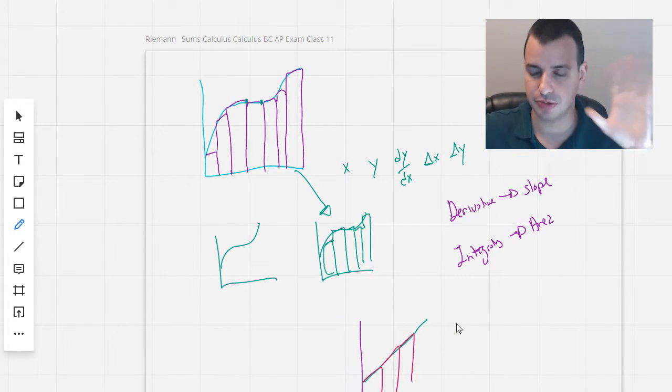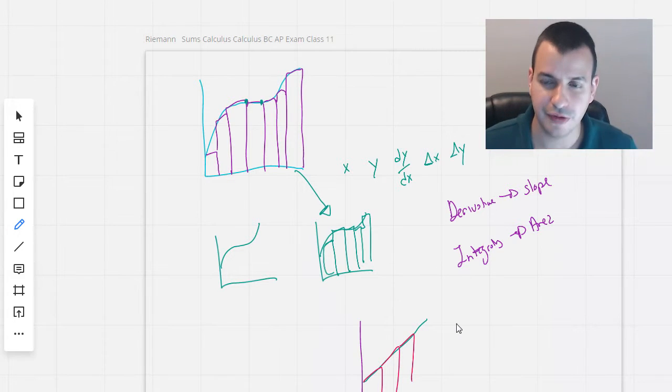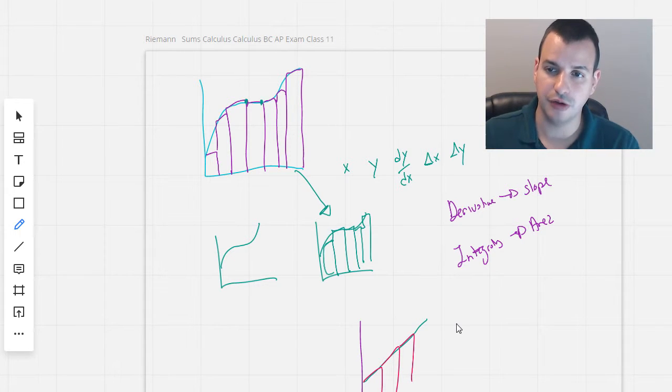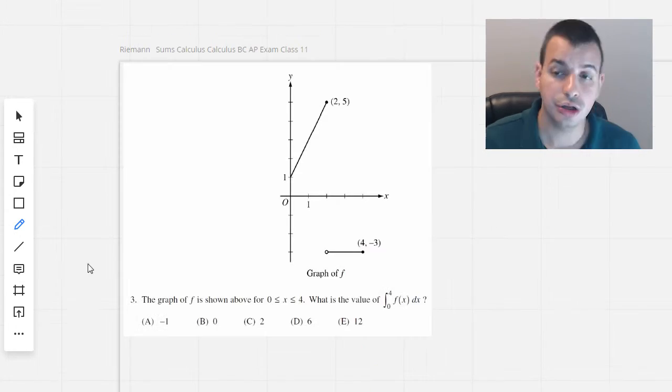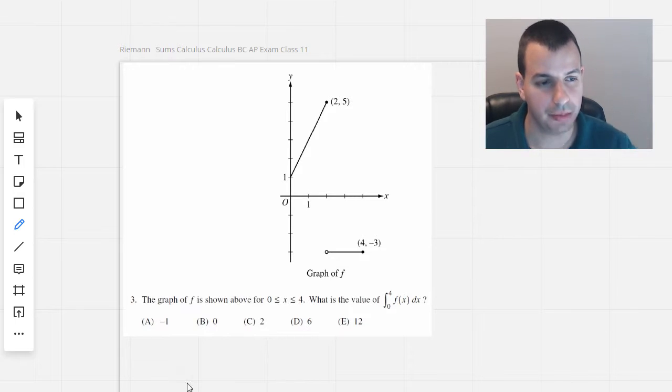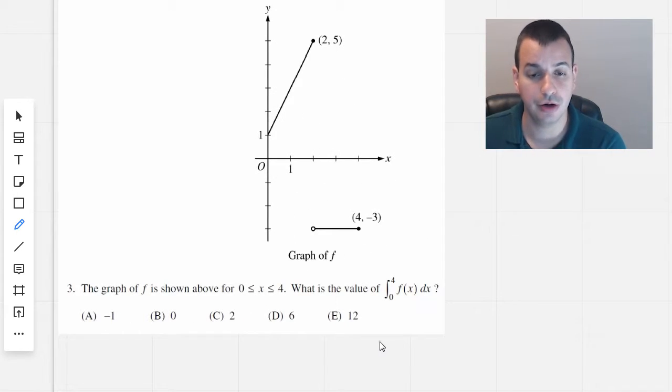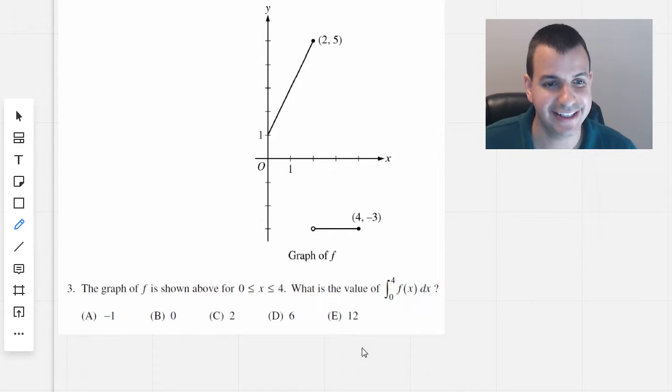I know a lot of information was thrown out there, kind of jumbled, kind of theoretical. We're going to do a few Riemann sum problems, and that'll smooth over some of the concept of what we're going for here. So one problem we could see would be something like this. We're given the graph. The graph of f is shown above, for 0 less than or equal to x less than or equal to 4. What is the value of the integral from 0 to 4 of f of x dx?